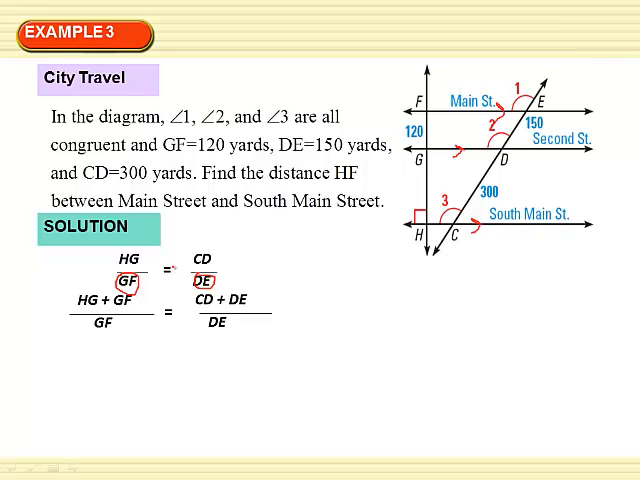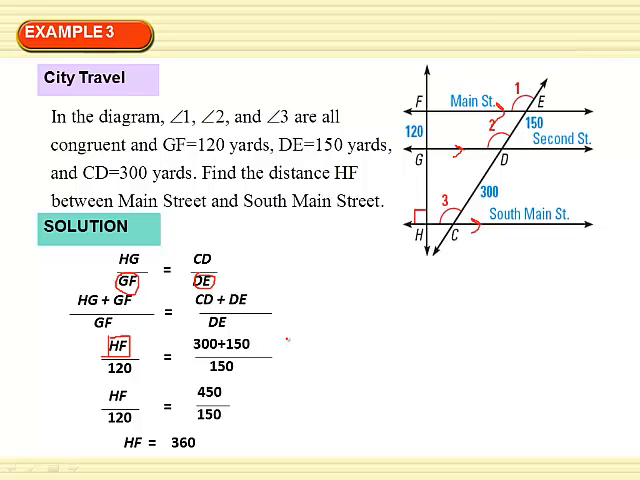So when I do this, I plug in the values that I know. HG plus GF is the entire length of HF. So GF is 120. CD's length plus DE's length, again, this is segment addition postulate, you get 300 plus 150. That gives you 450 total. Cross multiply and you solve, and you get HF is equal to 360.